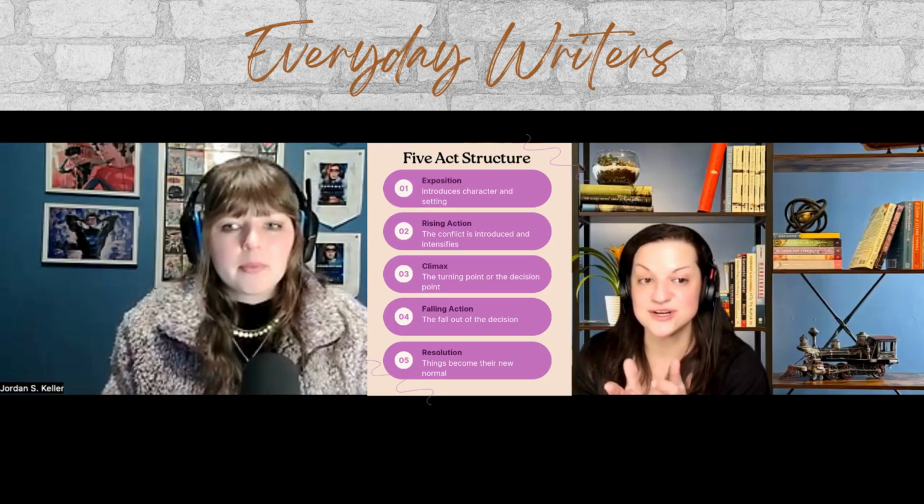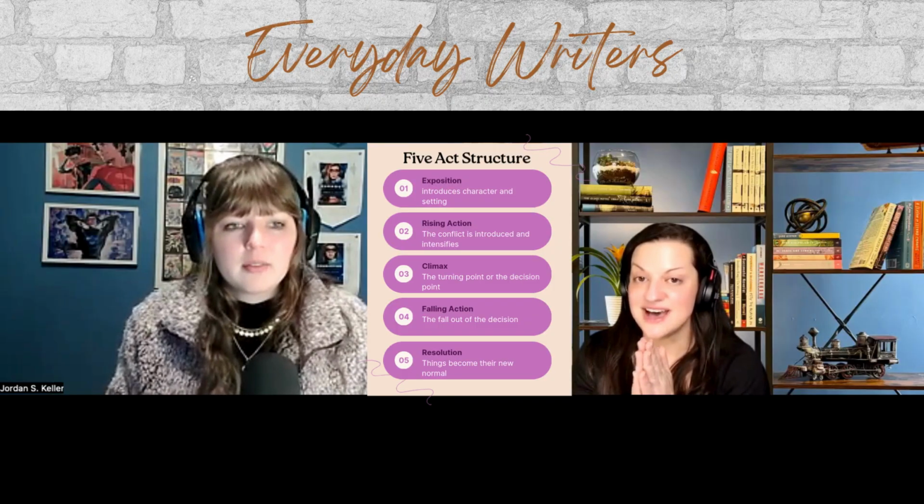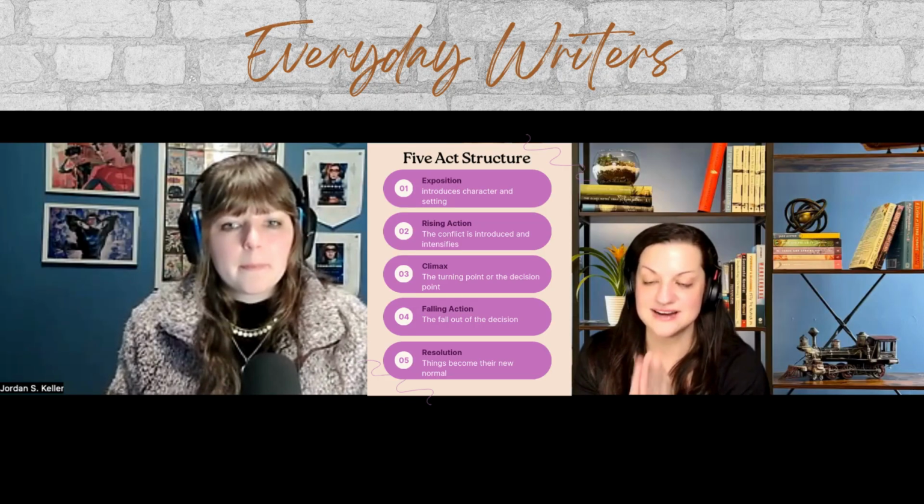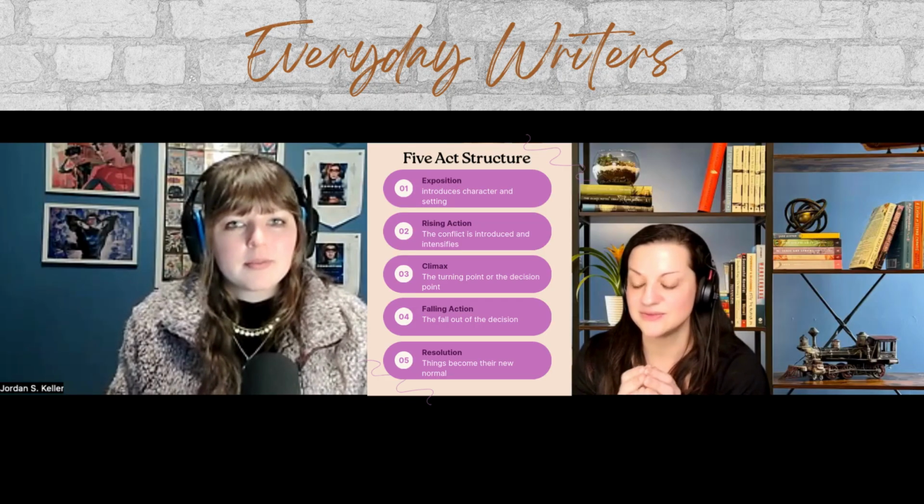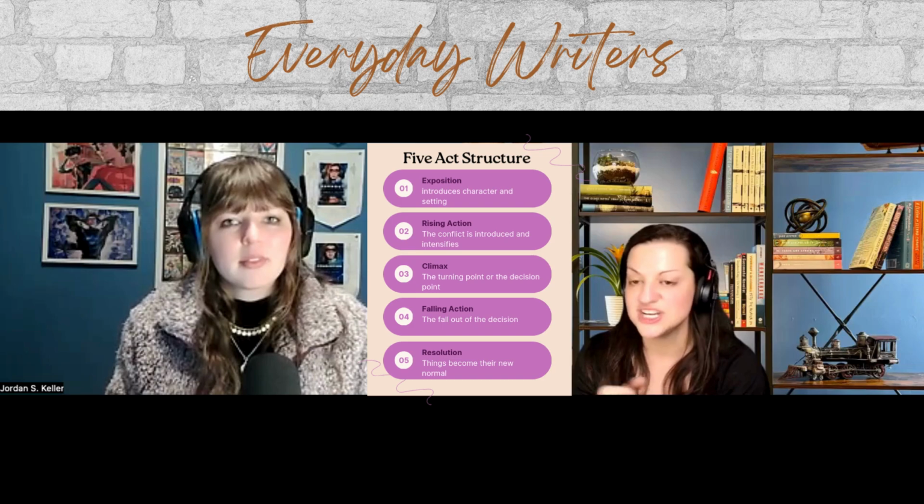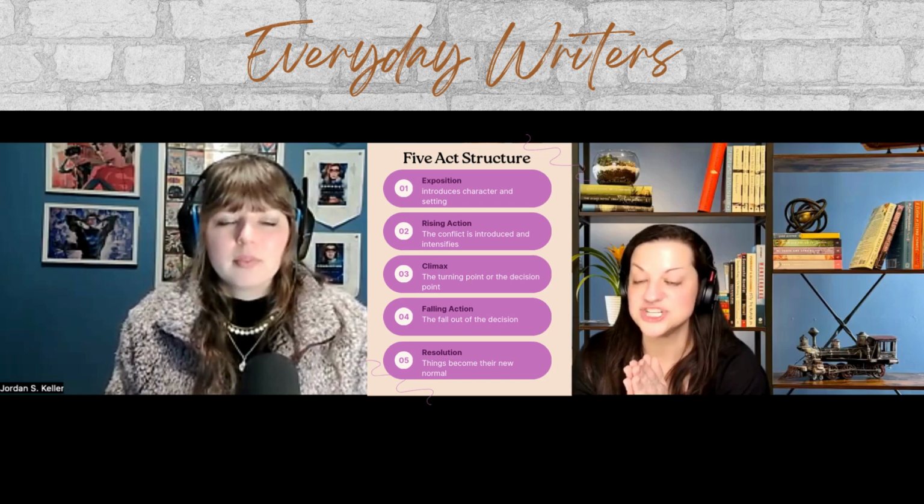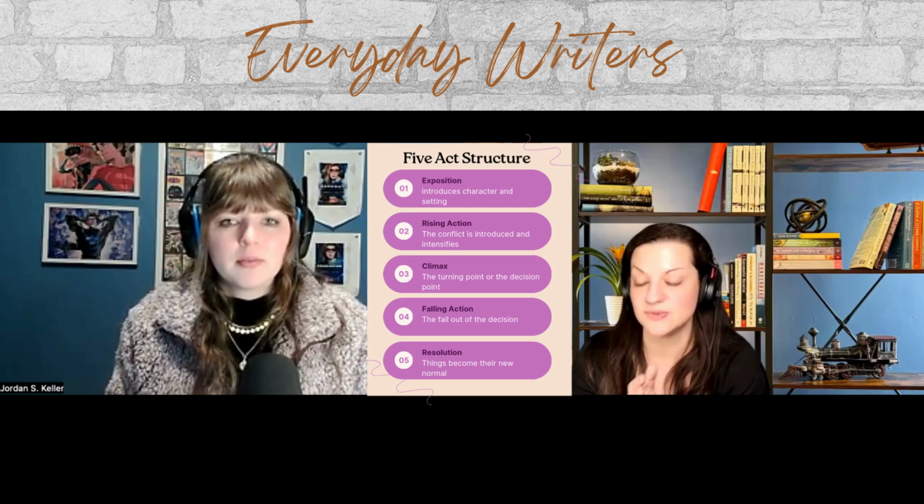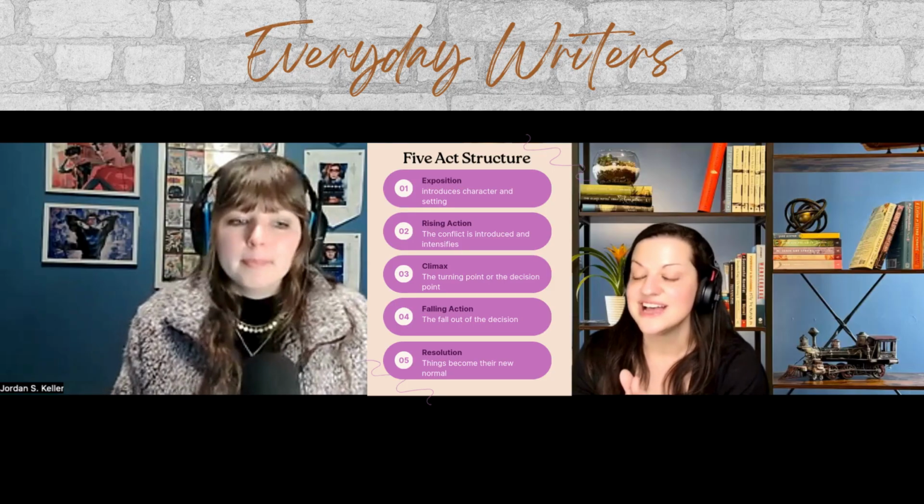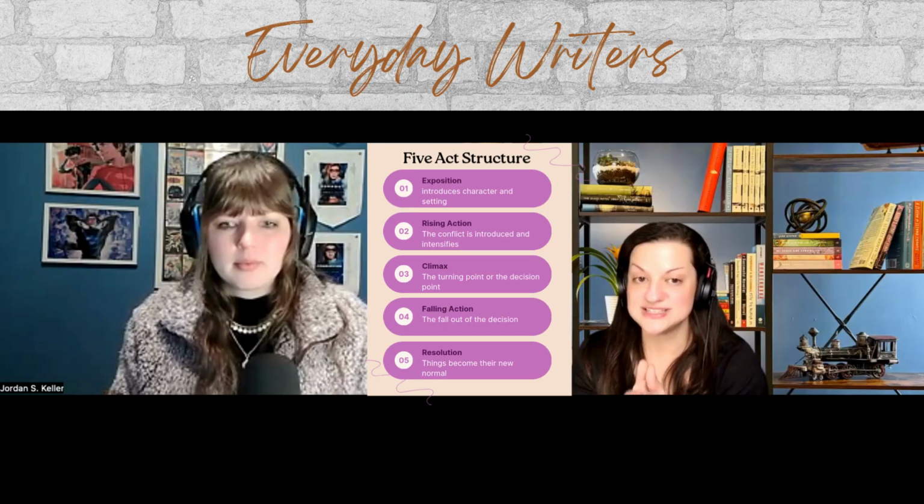This introduces the character and the setting. So this is that hunt at the beginning, where Katniss is sitting with Gale and they're talking about wishing that they could run away, but they don't. She sells her wares at the Hob, and then she has to go to the Reaping.